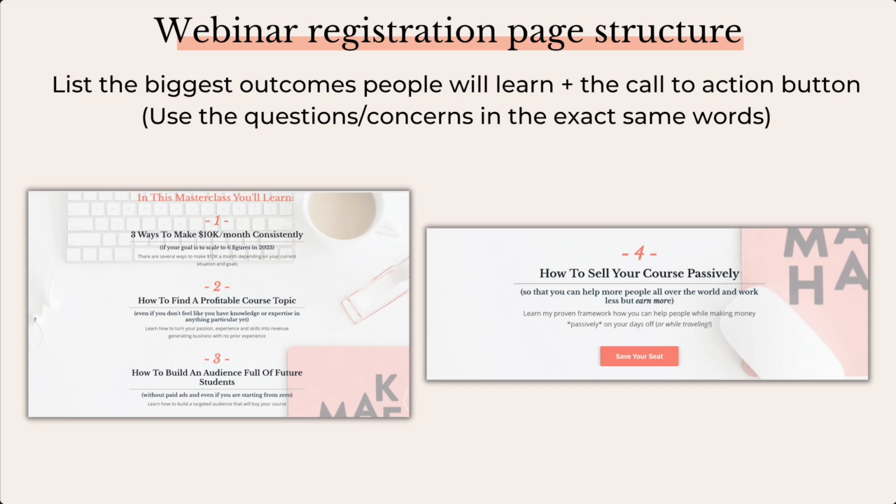Again, in this section, like all the other ones, I would use your dream clients' or students' exact words, struggles, and desires so it can resonate with them and be a no-brainer for them to sign up for. In my example, I share the 4 biggest outcomes they will learn, along with their limiting beliefs. I'm saying: how to find a profitable course topic, even if you don't feel like you have knowledge or expertise in anything particular yet. And then: learn how to turn your passion, experience, and skills into a revenue generating business with no prior experience. Do you see how I'm using my dream students' exact limiting beliefs?